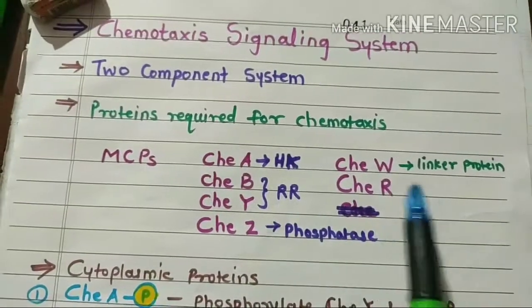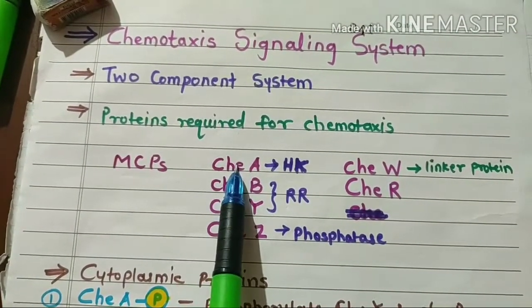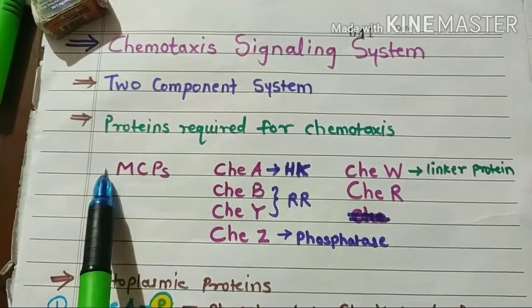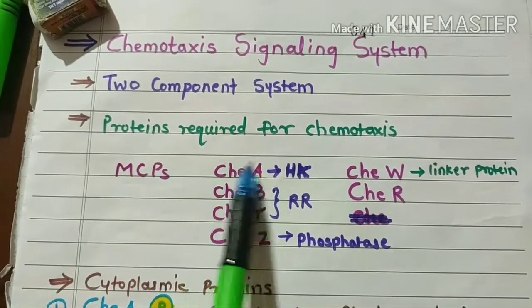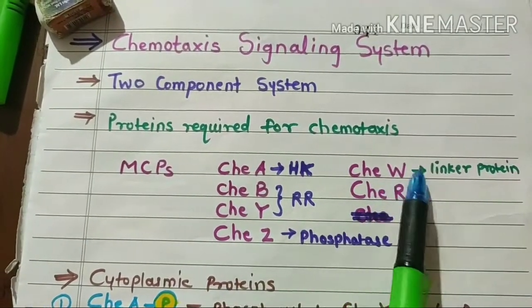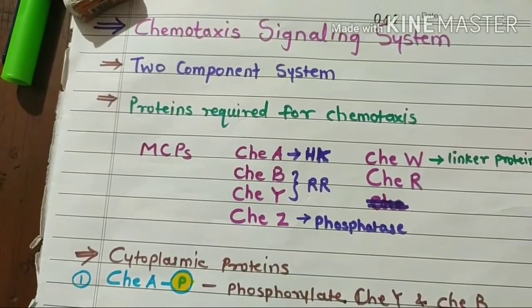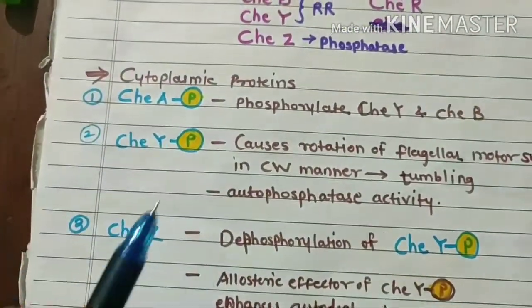CheW is a linker protein. It links the MCPs and the CheA protein, the histidine kinase, because the signal will come to the MCPs and it will be passed to the CheA protein with the help of CheW. Hence it is a linker protein. And the CheR protein. So let's see the function of each of the proteins in detail. So first we will see the cytoplasmic proteins.